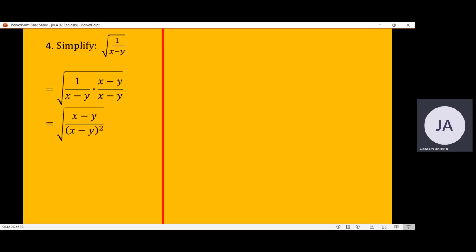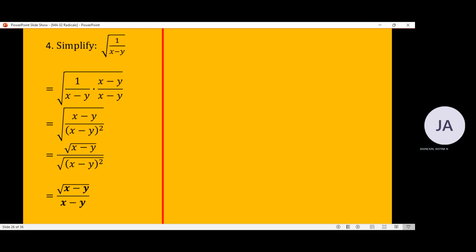Simplifying this, multiplying x minus y over x minus y, that's x minus y over x minus y squared. The square root of x minus y squared is simply x minus y, right? So to simplify that, we have the square root of x minus y over x minus y.